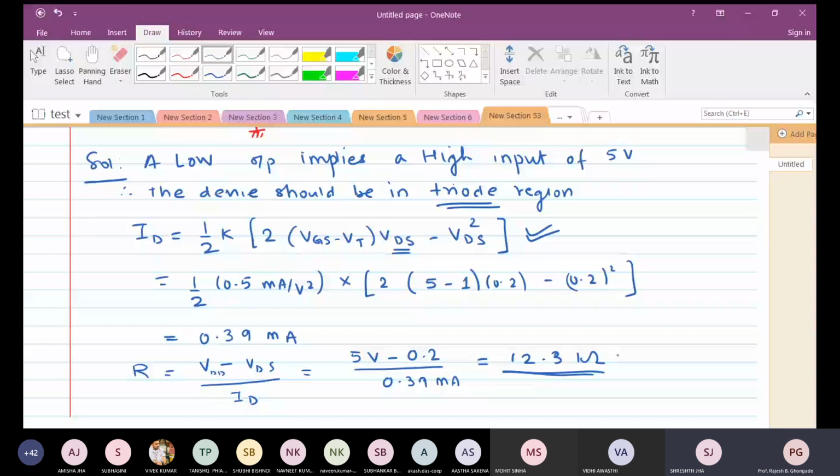Sir, can you explain once again about weak low and weak high? What is the concept? Okay, then I think I'll concentrate more there rather than going for a new topic.